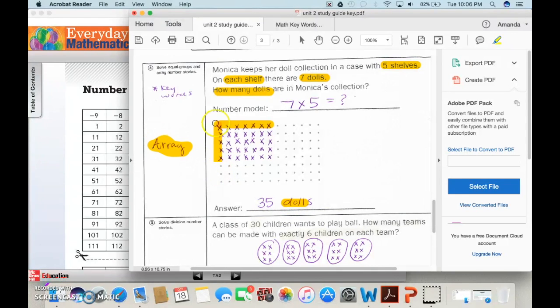Notice that this problem has an array. That was one of our words of the week and a math term that you should know. So anytime it asks you to draw an array, make sure you're drawing something similar to this.